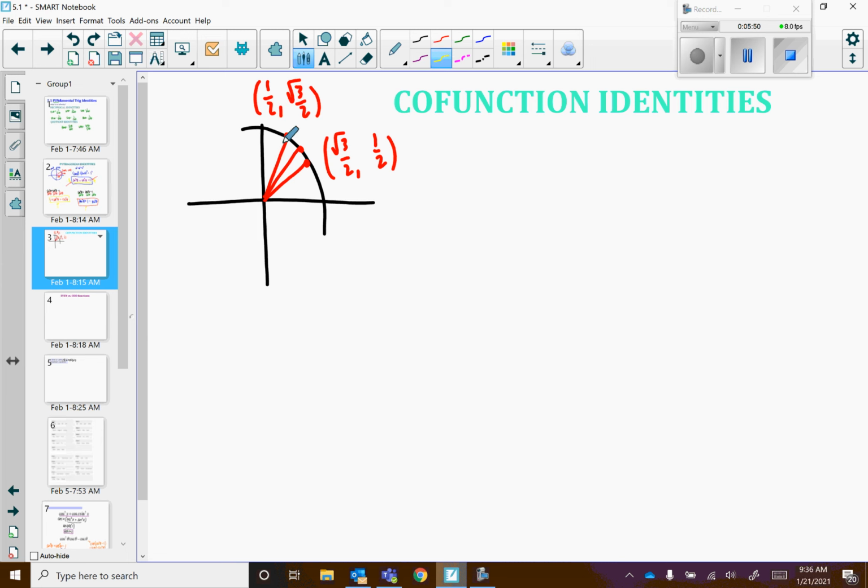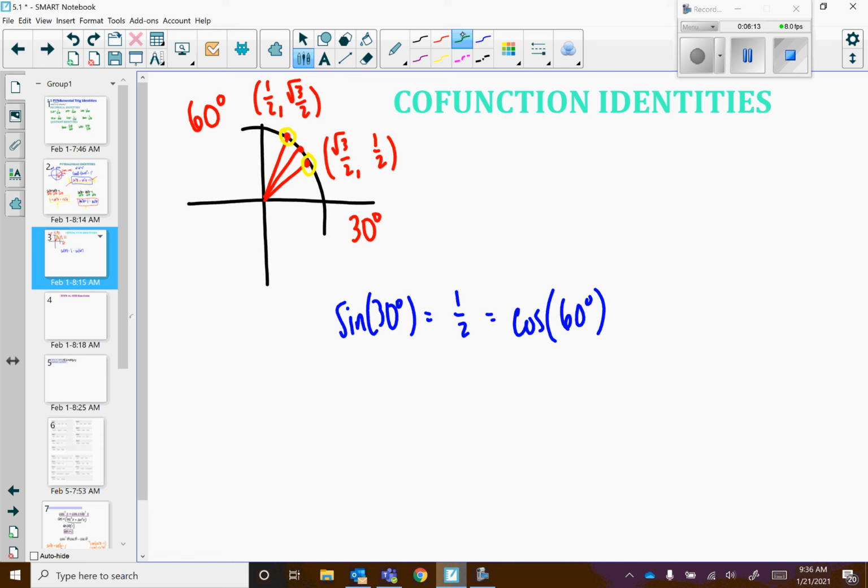Now I'm pointing out these points right here at 30 degrees and 60 degrees, because notice the sine of one is the cosine of the other, right? Sine of 30 degrees is 1/2, and that's the same as cosine of 60 degrees. And I could say that same thing about cosine of 30 degrees is square root of 3 over 2, which is the same as sine of 60 degrees.